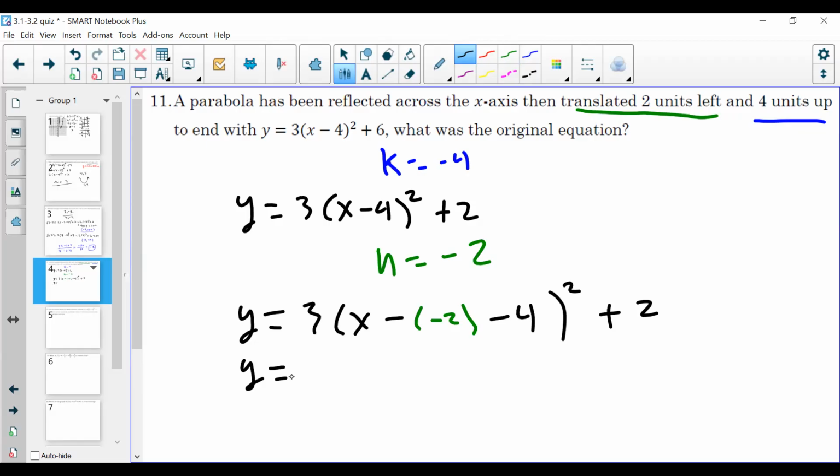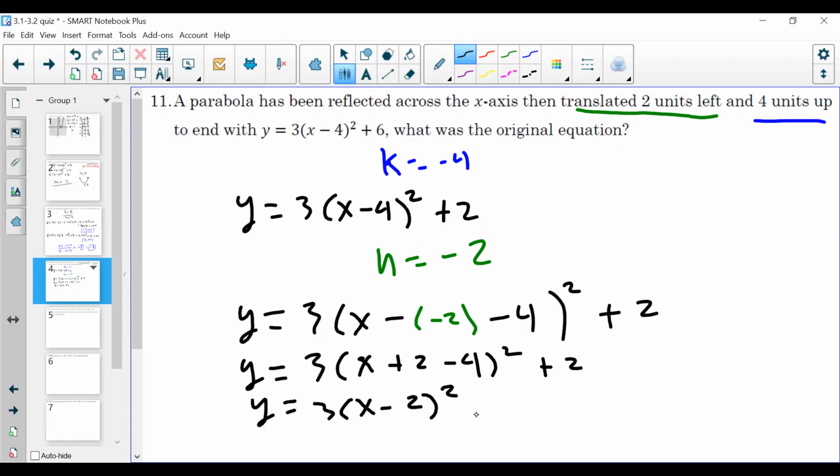So y equals 3 times x plus 2 minus 4 squared plus 2, or y is 3 times x minus 2 squared plus 2. Maybe I did this in a few too many steps to make sure you understand what's happening. But essentially, h is -2. So you do the opposite of what you expect. You're going to add 2 instead. I had x minus 4. My h is -2. You think you'd subtract it, but instead you're doing the opposite. You're really going to add it to go up to x minus 2.